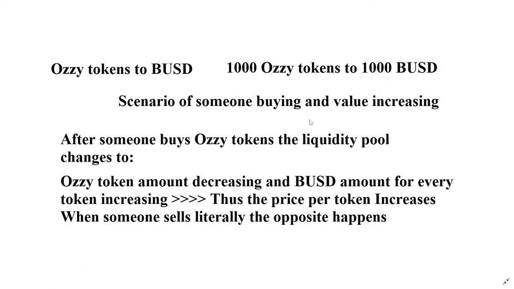Now, whenever people sell, next thing you know, there is an absurd amount of Aussie tokens in the liquidity pool and an absolute minimal amount of BSD tokens that actually have the value. And basically, this is how more or less things work.